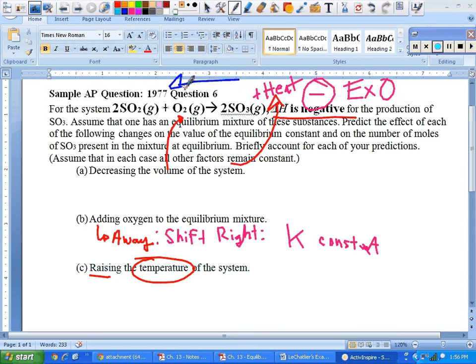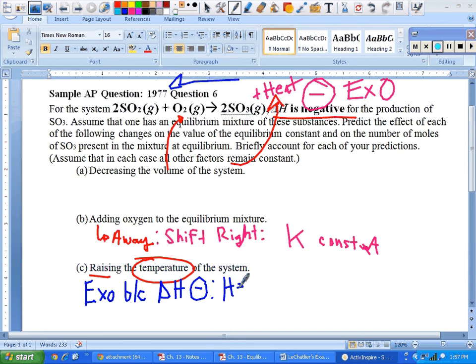Yeah, when it's exo, you're going to add it to the products because exo means to give off. Therefore, it is a product. Okay? So you're going to shift to the left. So again, raising temperature, I know that the reaction was exothermic because delta H was negative. Therefore, heat is a product.